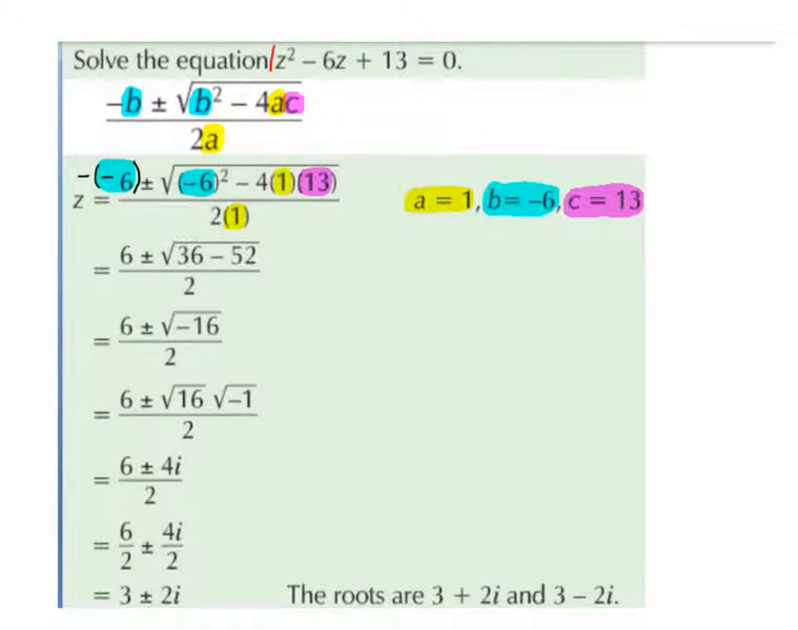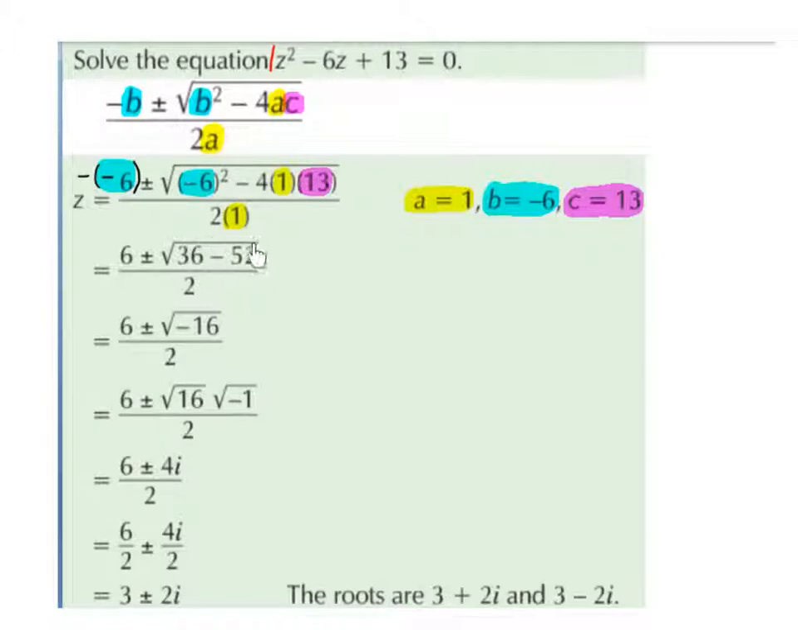So once we've substituted into our formula, we start to tidy it up. We start to multiply out any brackets. So minus times a minus is a positive, so we just end up with 6. We bring down the plus minus. We bring down the square root. Minus 6 squared means minus 6 times minus 6, which is positive 36. And minus 4 multiplied by 1 is minus 4. And minus 4 multiplied by 13 is minus 52. And that's all divided by 2 multiplied by 1, which is 2.